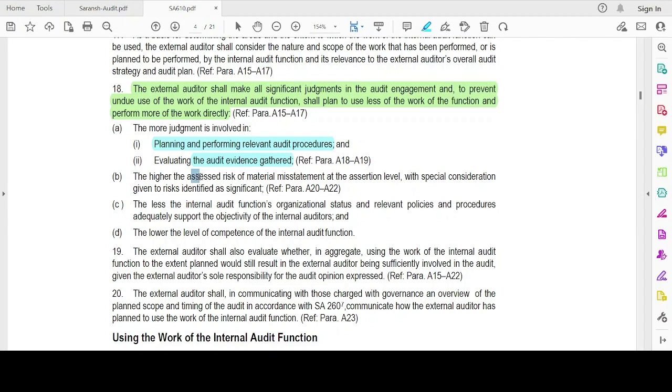Higher the assessed risk of material misstatement at the assertion level, with specific consideration given to risks identified as significant. So those risks identified as significant, for example, it could be a fraud risk, for those areas I will not be assigning the work to the internal audit function. I myself will be doing that work. The less the internal audit function's organization status, relevant policies and procedures adequately support the objectivity, the less.